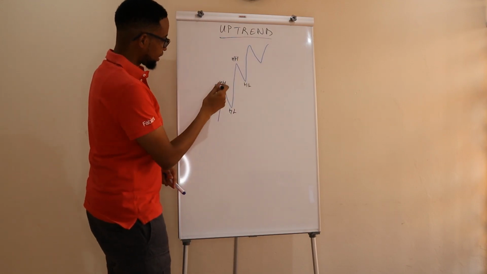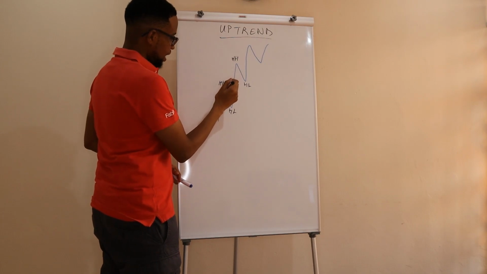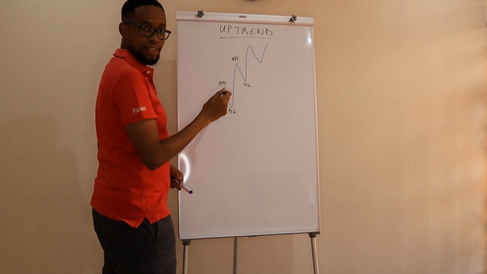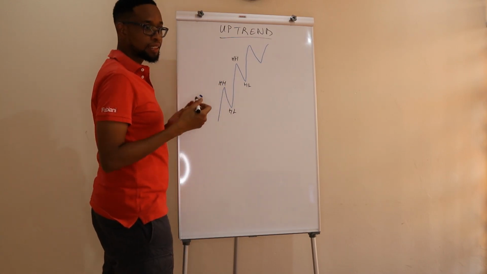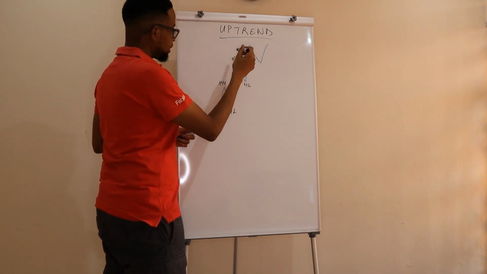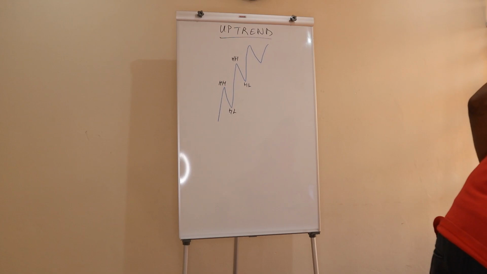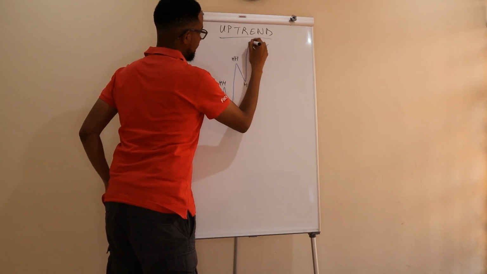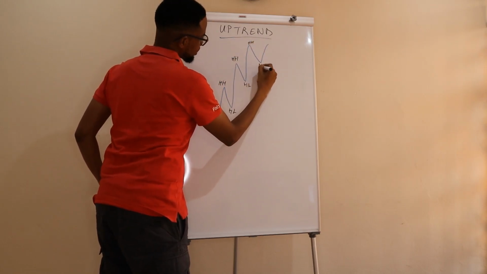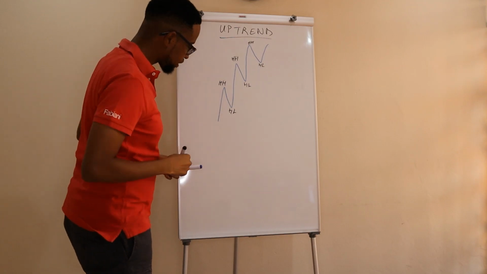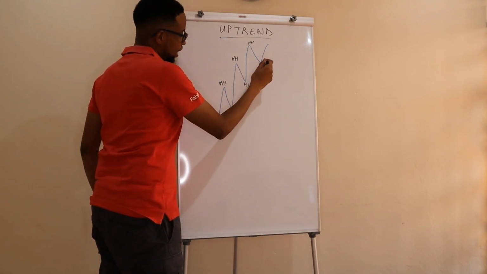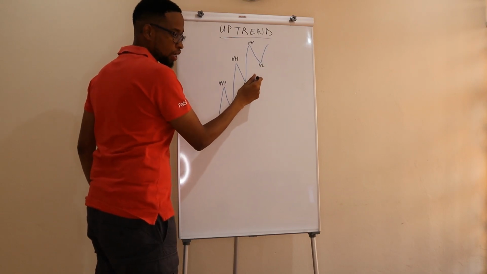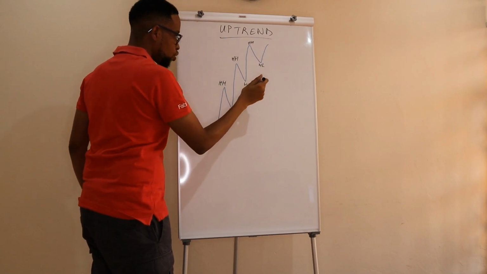What does it mean? This is the higher high, and this high is higher than this one. You understand? So you are simply saying that this one is higher than this one. In short, this is higher than the previous high, and this is a higher low. What it means is that it is higher than this low. So you have a higher low, higher low, higher low.